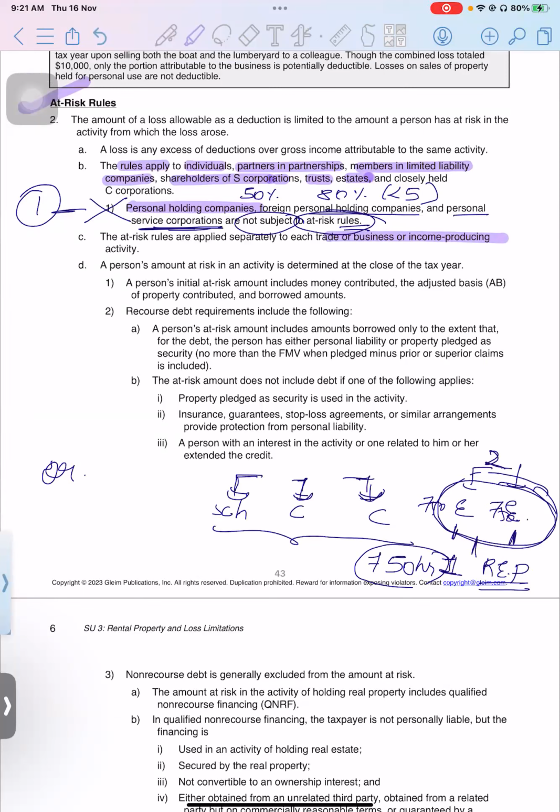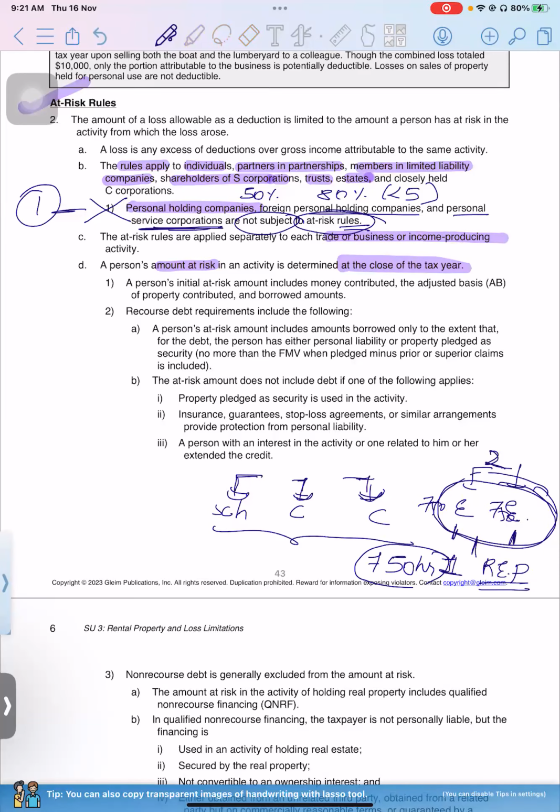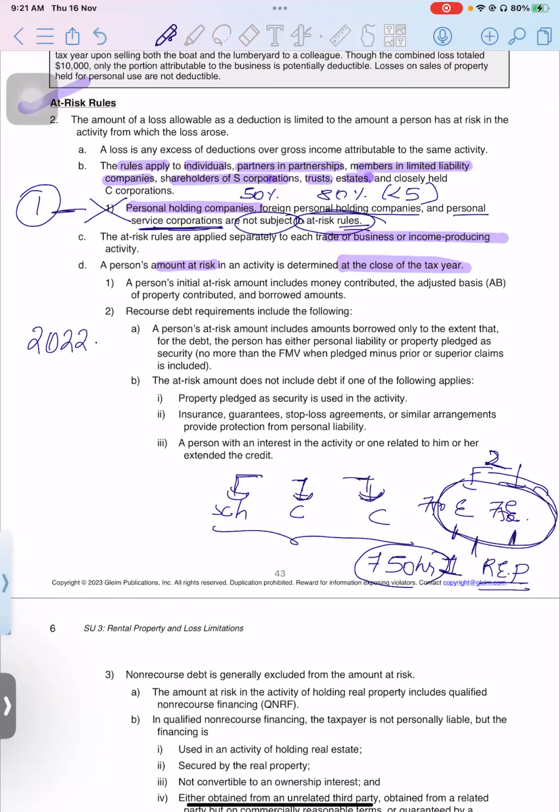A person's amount at risk in an activity is determined at the close of the tax year. At the end of the tax year, you will determine how much amount he is at risk. Let's say in year 2022, they have an outstanding loan amount of 10,000. Now in year 2023, they have repaid 2,000. So can I say at the end of the year, you are at risk for 8,000. You will not take the whole 10,000. Okay.